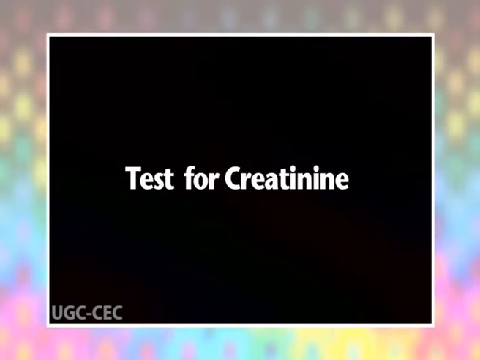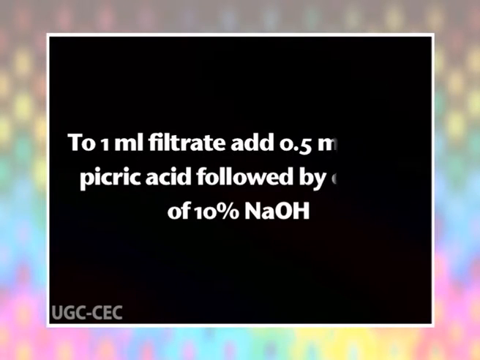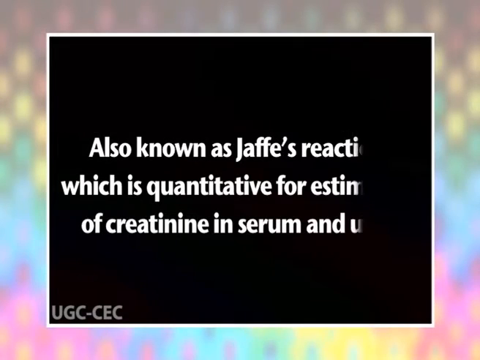Next, let's have a look at the test for creatinine. To 1 ml filtrate add 0.5 ml of 1% picric acid followed by 0.5 ml of 10% sodium hydroxide. The yellow color changes to orange due to the presence of creatinine. This is also known as Jaffe's reaction, which is quantitative for the estimation of creatinine in serum and urine.